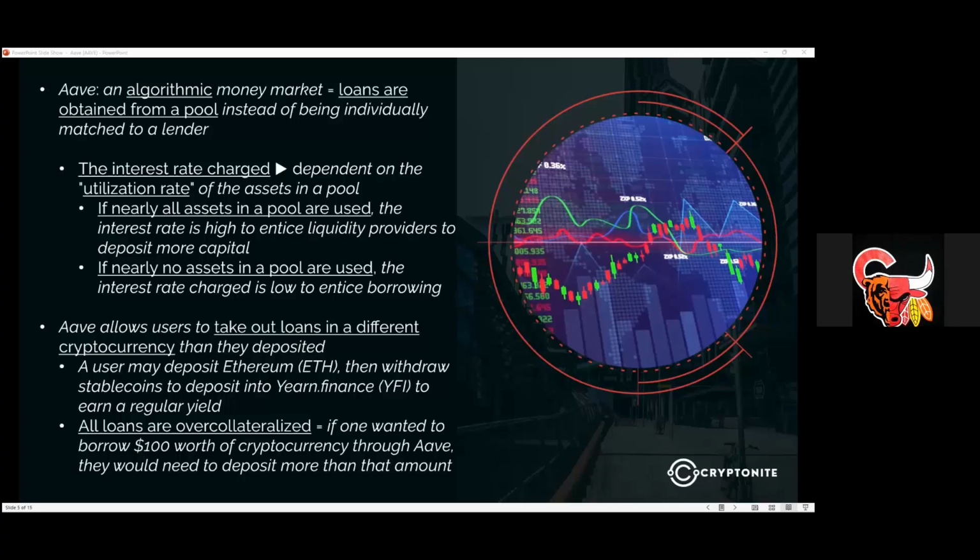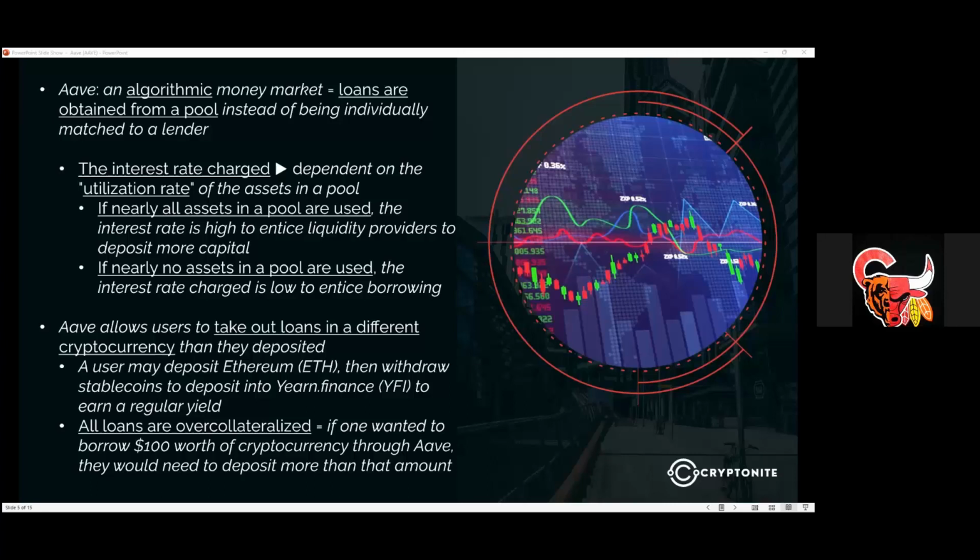Now, the other cool thing is because it's using that pool system, if all the assets or almost all the assets are being used in the pool, that means there is a high demand for it. That means that the interest rate is going to go higher. And then, of course, on the other side, if an asset is in low demand and you have a pool that's barely being used, then the interest rate is going to be low. So that's a really smart way of doing things because it really adjusts with the supply and demand.